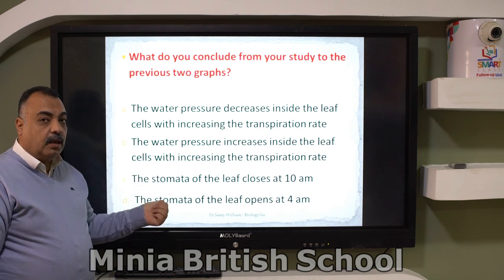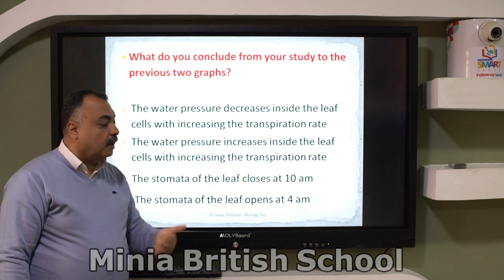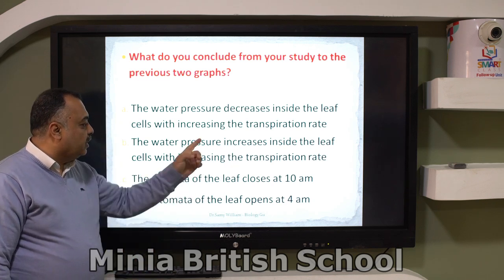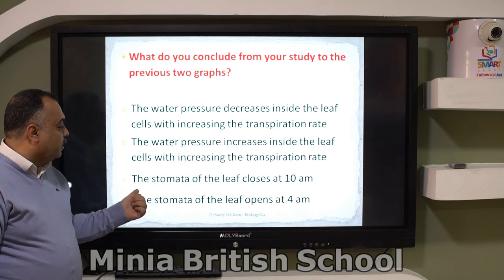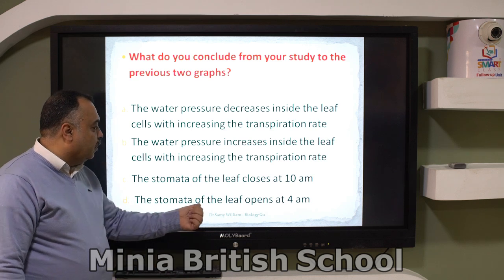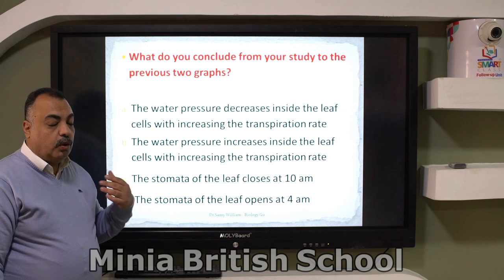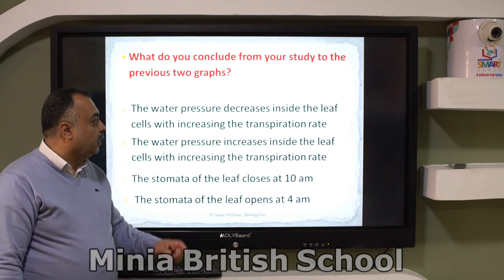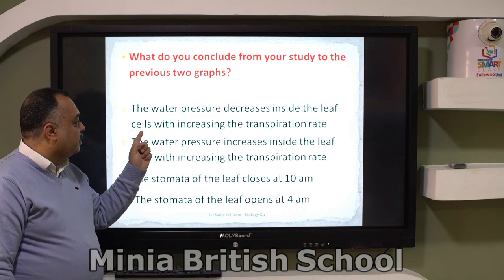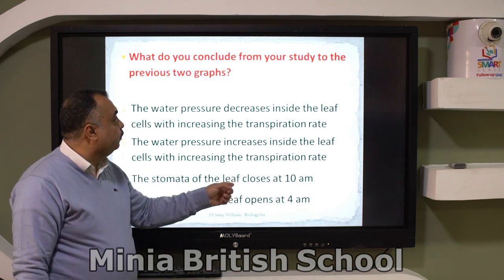We will check the other three choices. The water pressure increases inside the leaf cells with increasing transpiration rate? No. The stomata of the leaf closes at 10 a.m., or the stomata of the leaf opens at 4 a.m.? The conclusion here, which is related to the two graphs, is that the water pressure decreases inside the leaf cells with increasing transpiration rate. Very good.